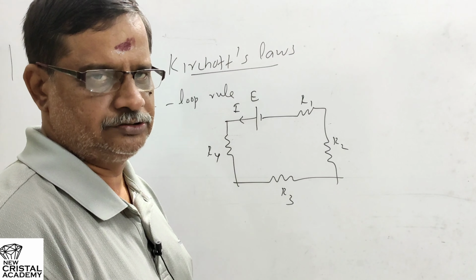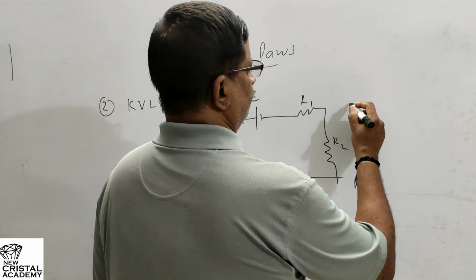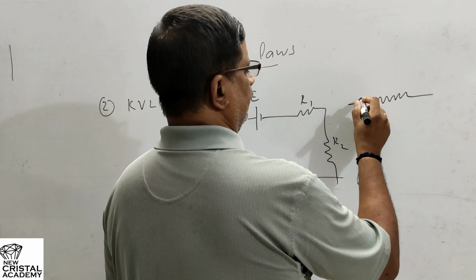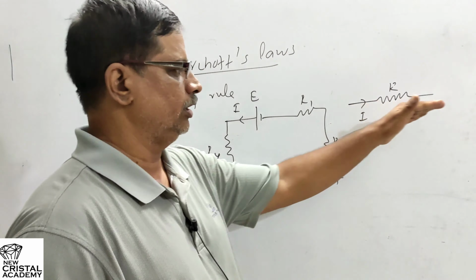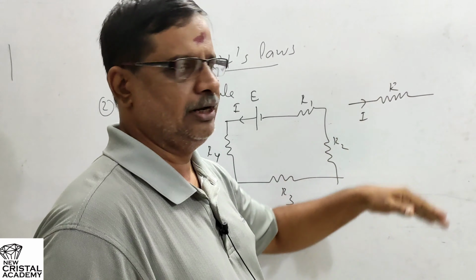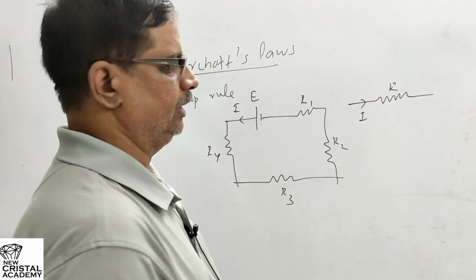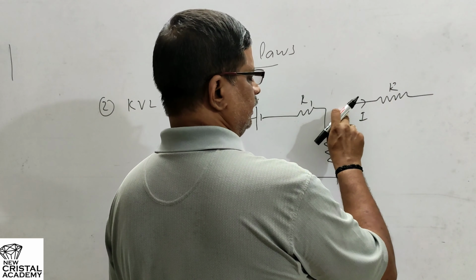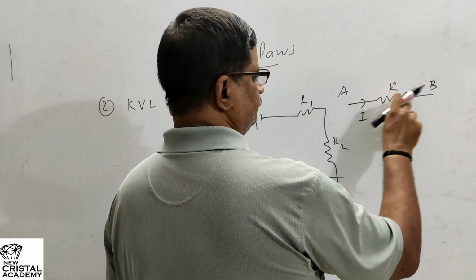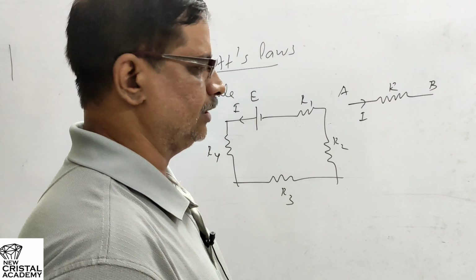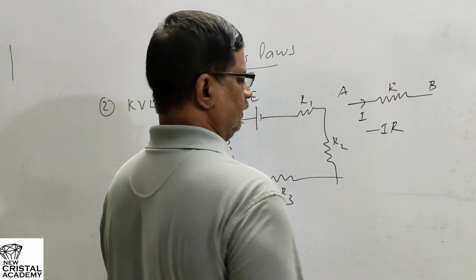So while writing this law in the mathematical form, certain sign conventions are to be followed. And what are the sign conventions to be followed? I shall explain. So you take a resistor and the current is flowing through this resistor in this direction. When you are traveling through a resistor in the same direction as that of the current flow, the product of current and resistance should be considered negative. Let me travel from A to B. When I walk through this resistor from A to B, I am walking in the same direction as that of the current flow. Then the product of current and resistance should be negative, minus IR.